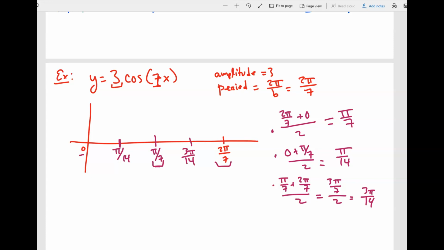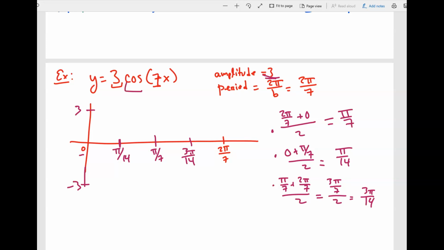Okay, so now let's figure out what the amplitude should be. Now that we know what the points in the middle should be, the amplitude should be 3. So this is going to go all the way to 3. Okay, all right, so now all we have to do is just plot the points.